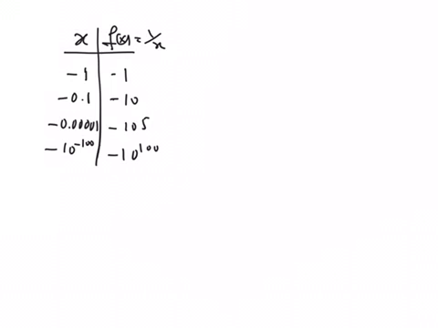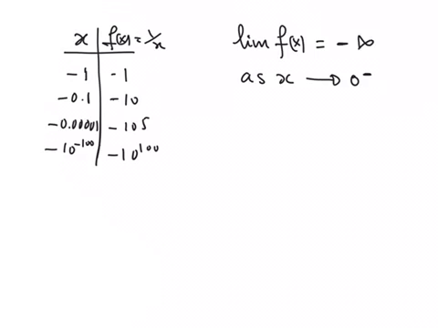This time we are going to say that as x approaches 0 from the left, with a small minus here to indicate from the left, the limit of f(x) will be equal to negative infinity, to mean that the value of the function decreases without bound as x approaches 0 from the left.